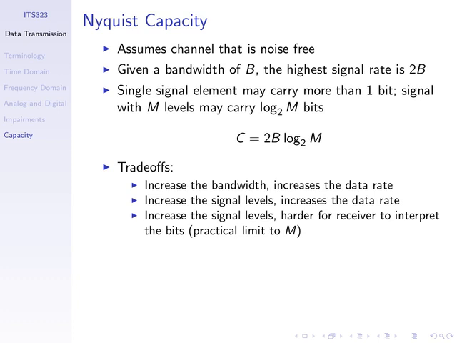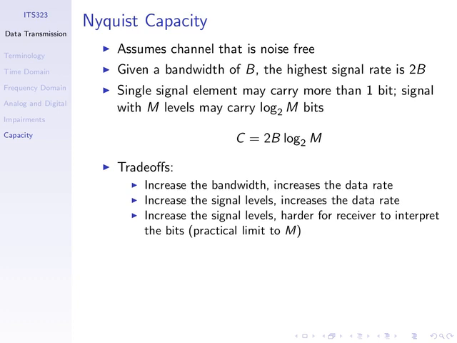How many bits does each signal element represent? In this case, one bit. This level represents one bit, this level represents another bit. So in fact, one signal element represents one bit. We're sending 1,000 signal elements per second, 2,000 bits per second.